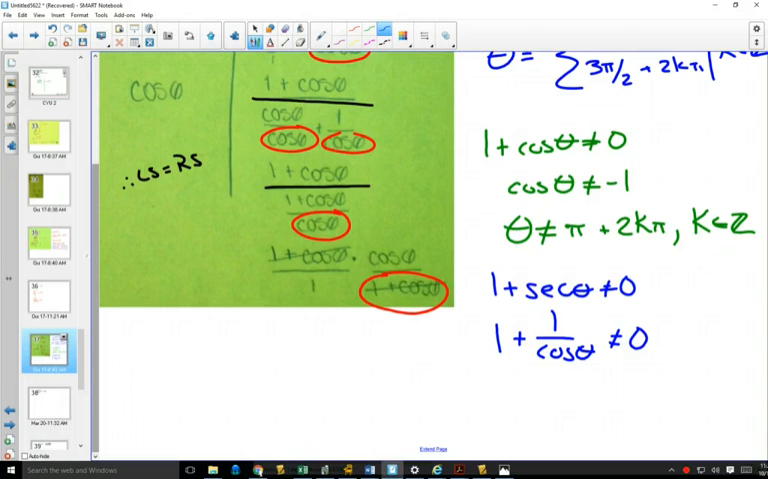How do I get rid of a fraction? What would I have to do to get rid of that cos on the bottom? Multiply by cos. So if I multiply both sides by cos, which would multiply this by cos, and this by cos, can you see that you would get cos of theta plus, and cos over cos would just simplify to 1, can't equal 0.